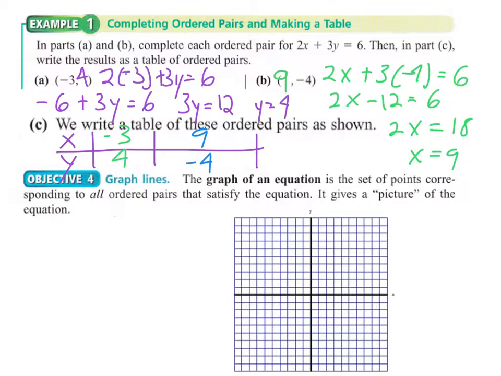So if I plot negative 3, 4, that would be right up here. And then 9, negative 4 would be down here. Now those are fairly far apart, so you're going to be very careful how you graph those. I might try to figure out what the slope is between those, although in this case it doesn't look like that's going to be too helpful. So I might just do my best to draw a line connecting those two in order to see what that would look like.